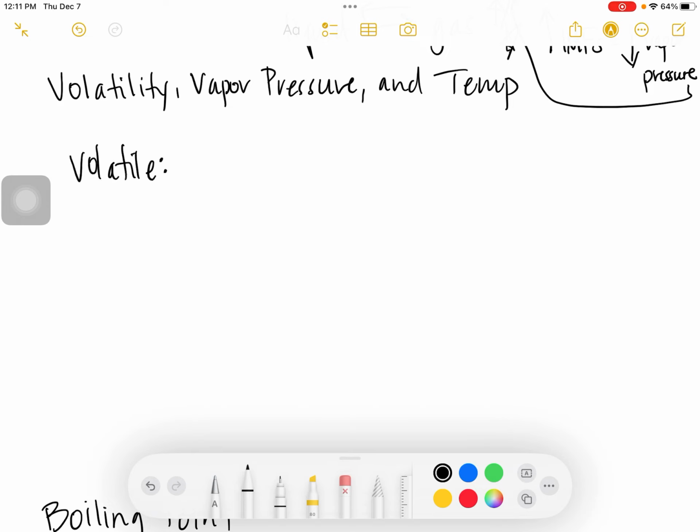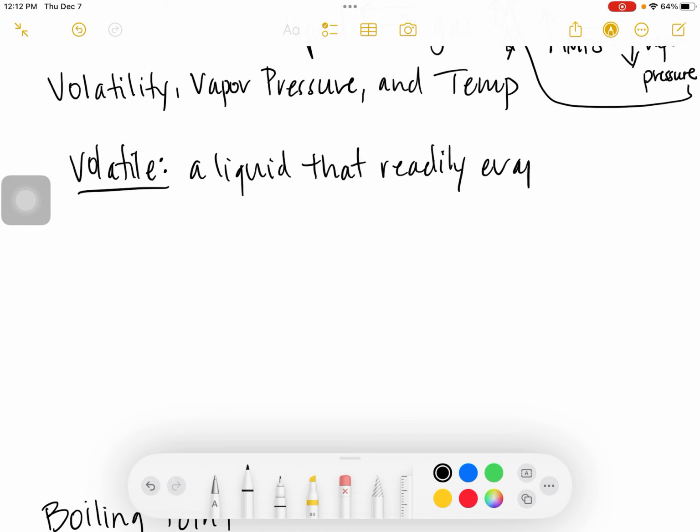All right, a couple more terms here to talk about, and one of these terms is the term volatile. And a lot of students have a misunderstanding about this word. A lot of students tend to think that the word volatile means reactive or even explosive or dangerous, and actually it means none of those things. A volatile substance is a liquid that readily evaporates or easily evaporates.